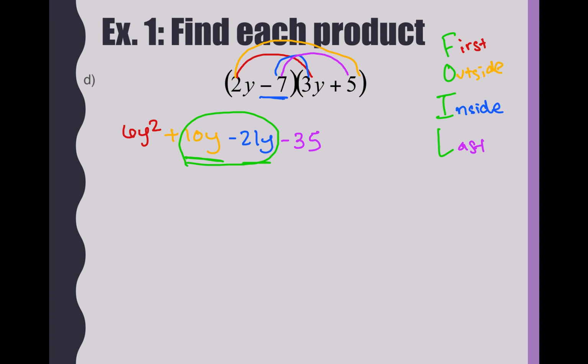My final answer is going to be 6y squared. Let's see, 10y minus 21y, that's negative 11y. So minus 11y minus 35.